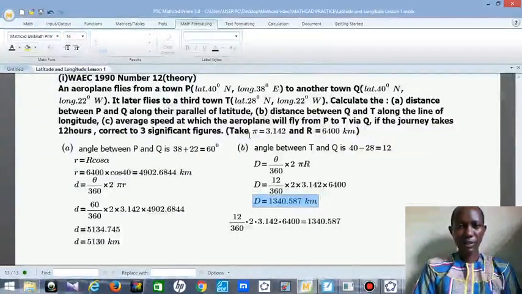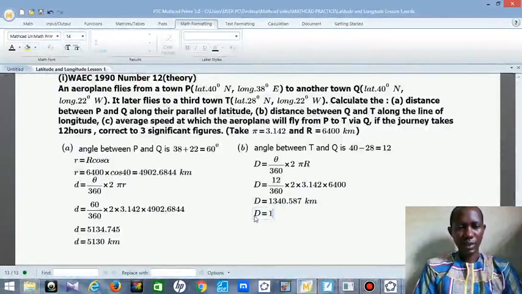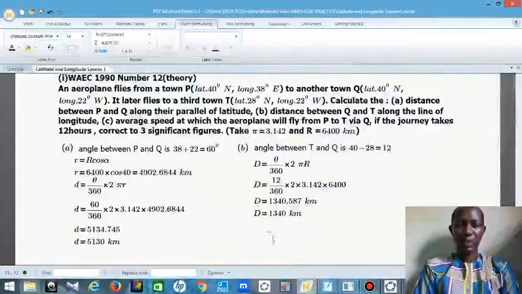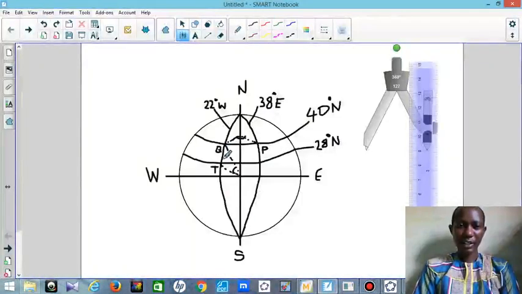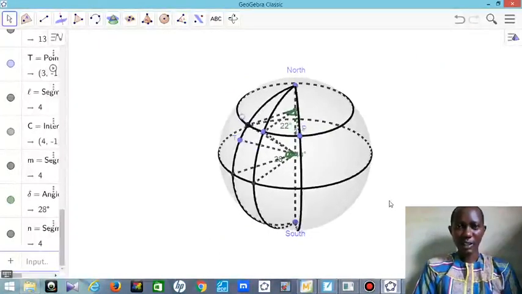Then since the question says to three significant figures, which is 1, 2, 3, D will now be equal to 1340 kilometers. So this is the distance between T and Q. Take note of that. You can see that it's very small. Even from the sketch, you can see that T and Q are very close. Even if I use the solid shape to show you, you can see it clearly. That's why the distance is short.